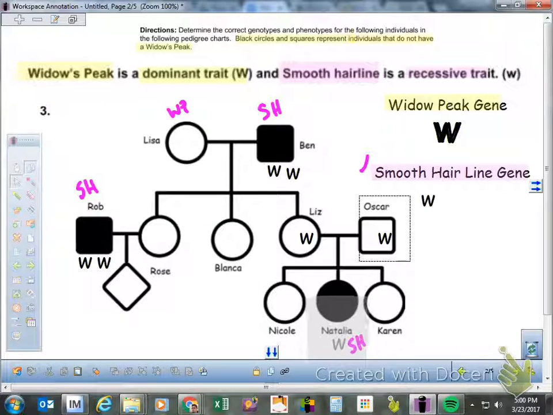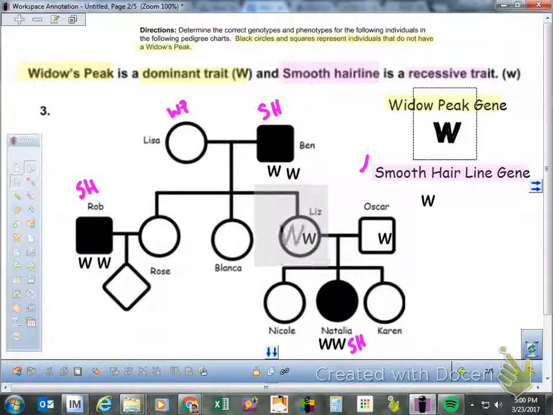So let's put Natalia's genes back, because they came from mom and dad. Let's put one here for Liz, because we know she has one. We know that dad has one, or else Natalia wouldn't have 2. Then we also know they have a widow's peak, so the other gene has to be a dominant one. So now we're done with Liz and Oscar.